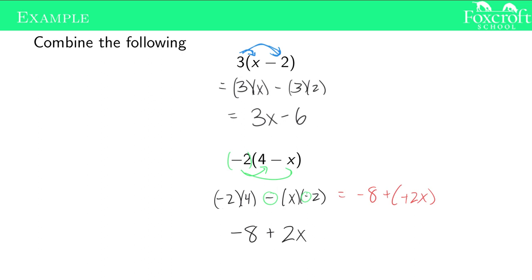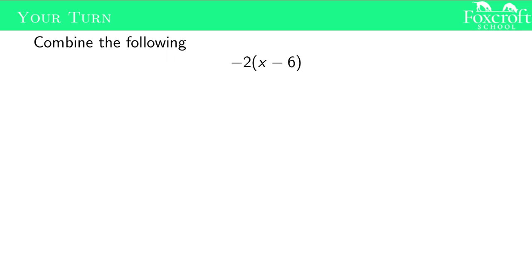With the distributive property, the most common mistakes are forgetting to distribute to both terms, and the other common mistake is that when you distribute a negative into a negative, they cancel to make a positive. Here's one for you to try on your own: negative 2 times x minus 6.